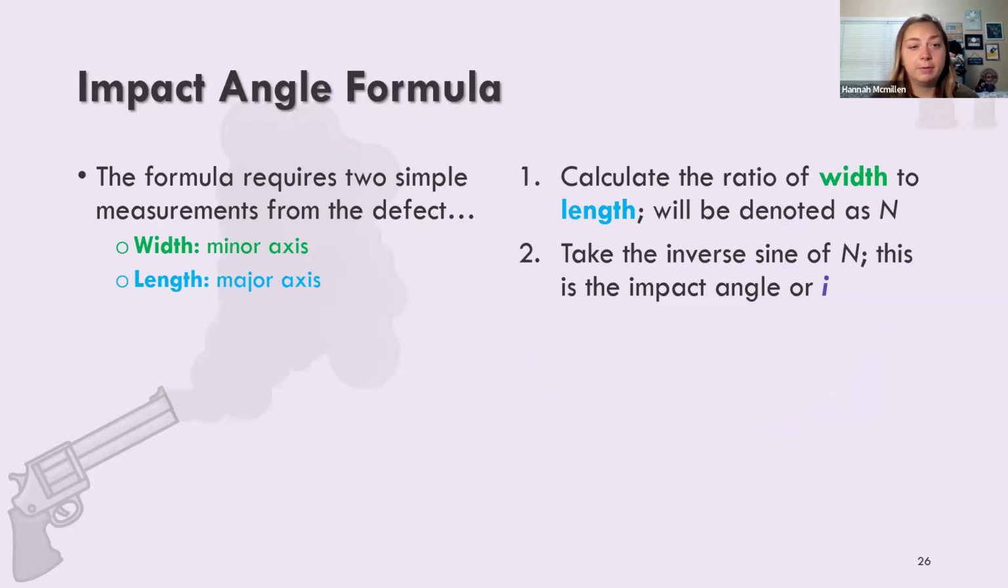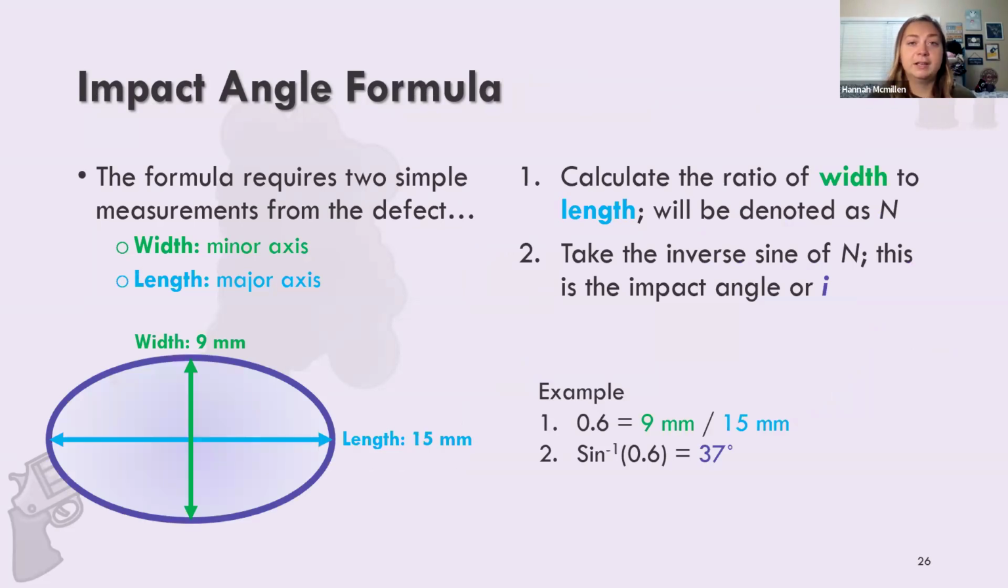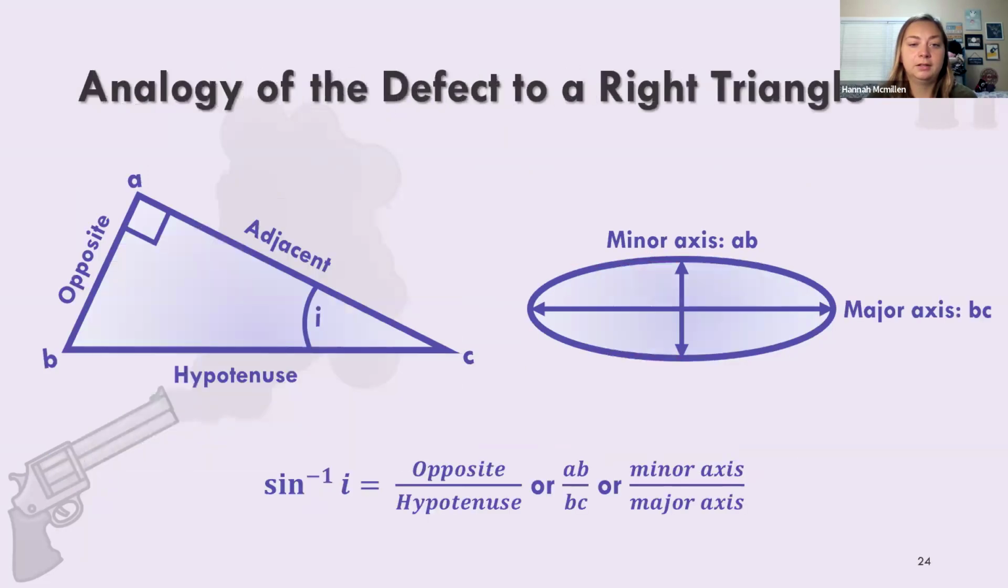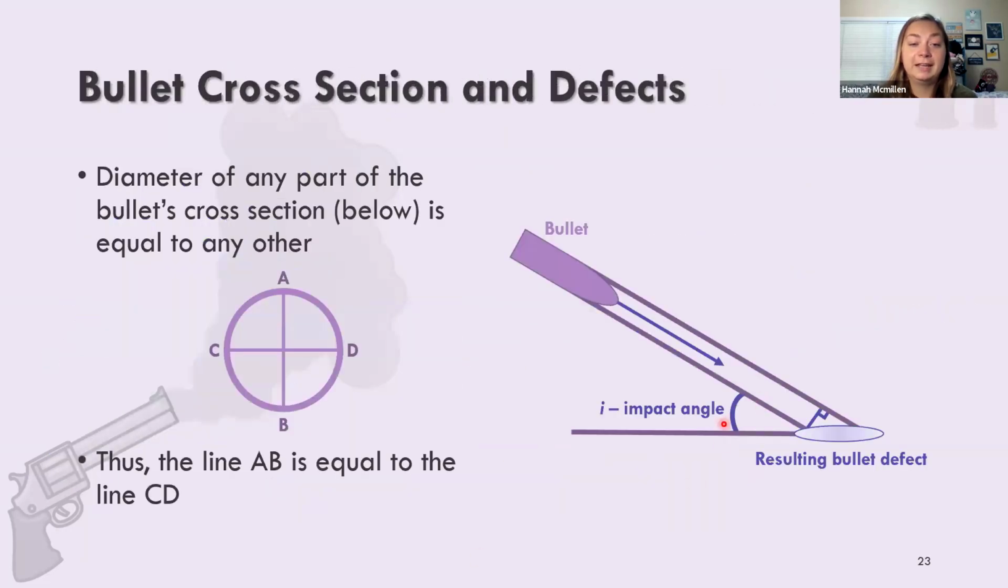So our width is going to be our minor axis, our length is going to be our major axis. Let's say our width here is 9 millimeters and our length is 15 millimeters. We're going to calculate the ratio of our width to length. So 9 millimeters over 15 millimeters is 0.6. And then we take the inverse sine of n, because this is our n, and that is going to be our impact angle. So our sine inverse of 0.6 is 37 degrees. So that is the angle at which our bullet in here would have hit our target.